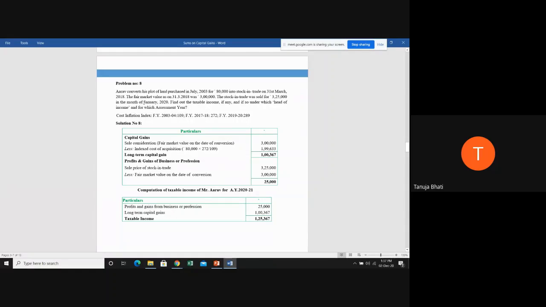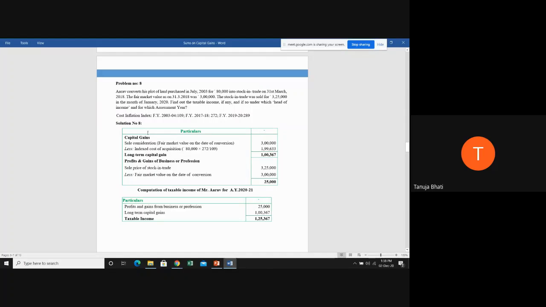Now, obviously, it is sold in the previous year 2019-20. It will be chargeable to tax in the assessment year 2020-21, correct? So they have given the cost inflation index for 3 years: 2003-04 is 109, 2017-18 is 272, 2019-20 is 289. Use whichever is applicable. Now let us begin solving the problem.